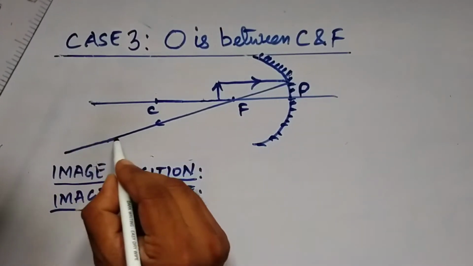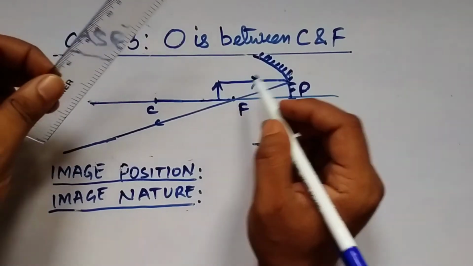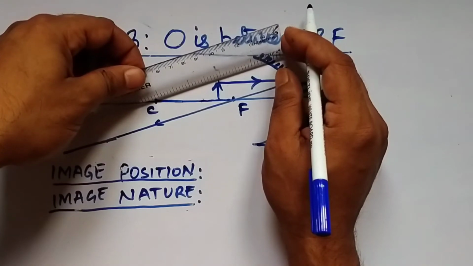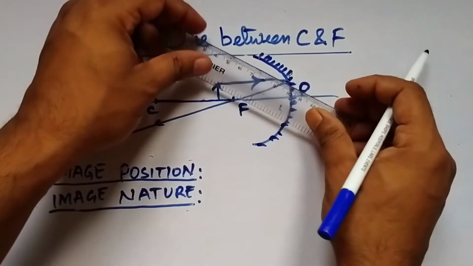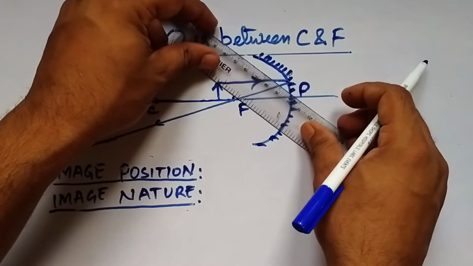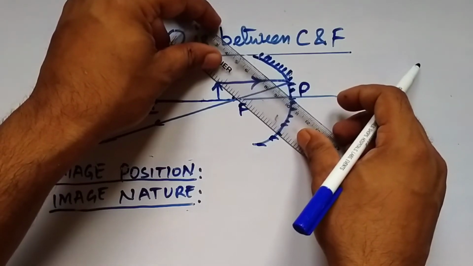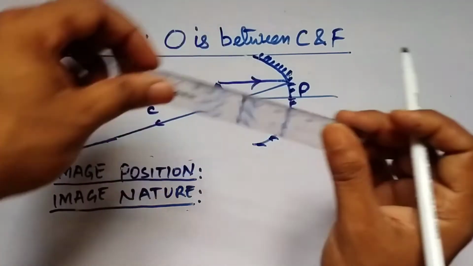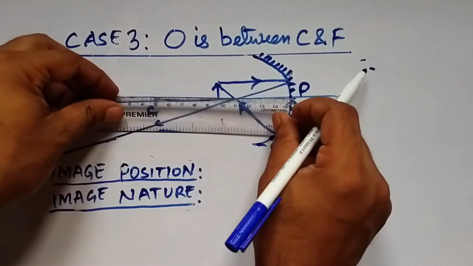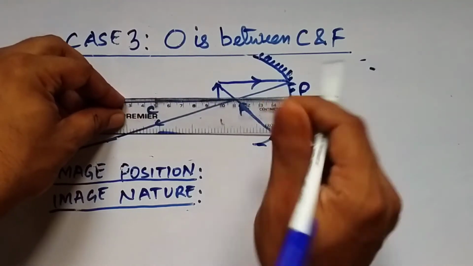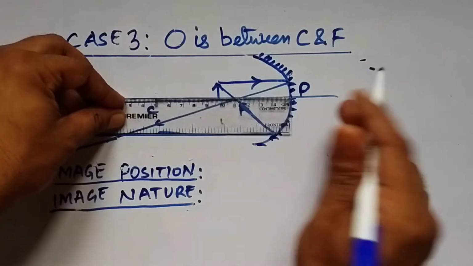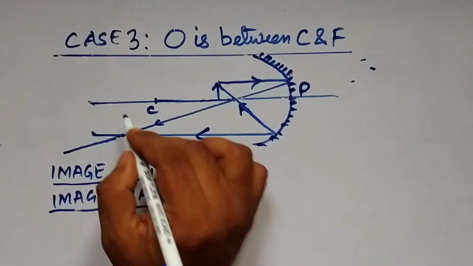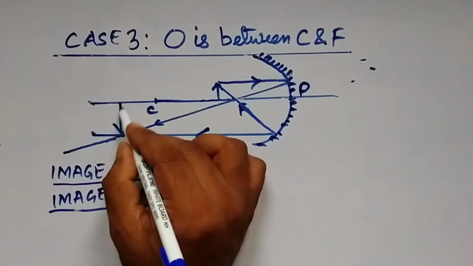It will pass through focus. Another ray that we will take is passing through the focus. If it is passing through the focus, then after reflection it will become parallel to the principal axis like this, and the rays are meeting at this point, so this will be the image that will be formed.